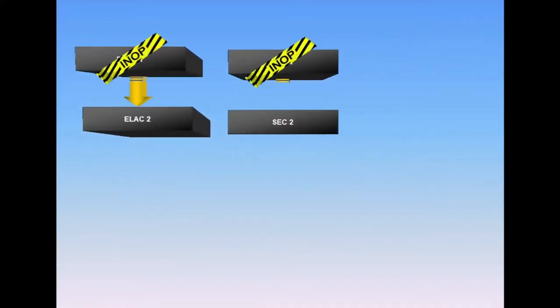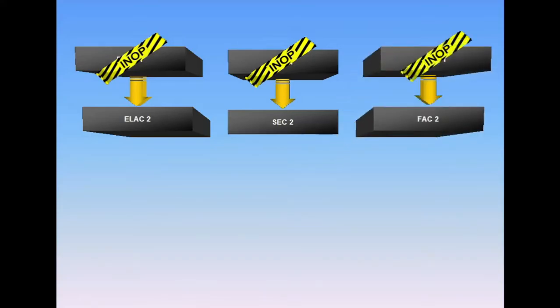In case of a computer failure, the second computer of the same type takes over: ELAC, SEC, and FAC cases. Note that SEC3 is only used for spoiler control and does not participate, as do SEC1 and 2, in the flight control system reconfiguration.